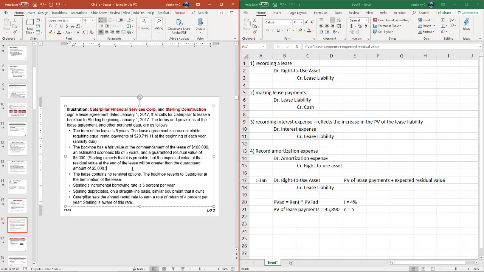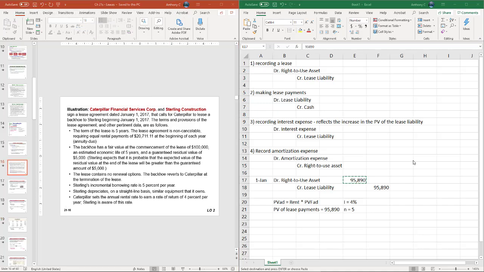So in this case, our expected residual value is going to be higher than the guaranteed amount. So we would expect to pay 0 for the expected residual value. So that means we'll just record the right to use asset and the lease liability at the present value of the lease payments of 95,890 roughly. Again, I just rounded this number. So if you're following along, you're slightly off, no problem.